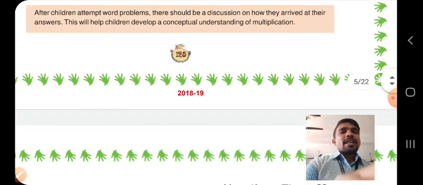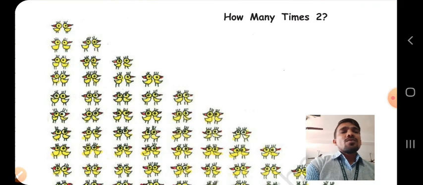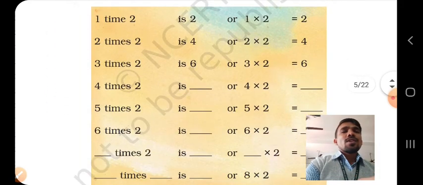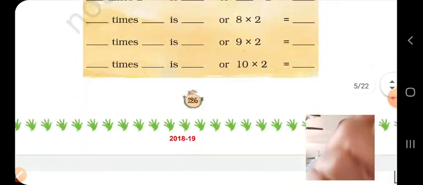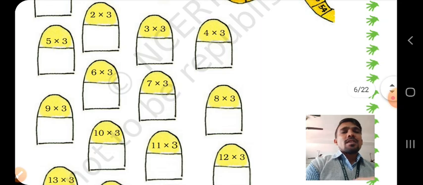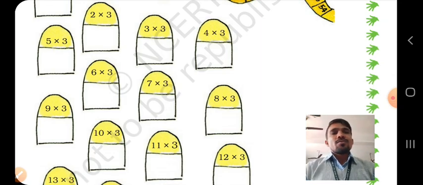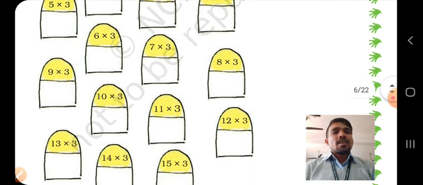Fine. And next page you have this as a homework. How many times 2? That is table number 2 you have. You need to complete it. Table number 2 you need to write down here. And next page you have table number 3. Try to do this as a homework. Write down the answers in this box. And this is your homework.